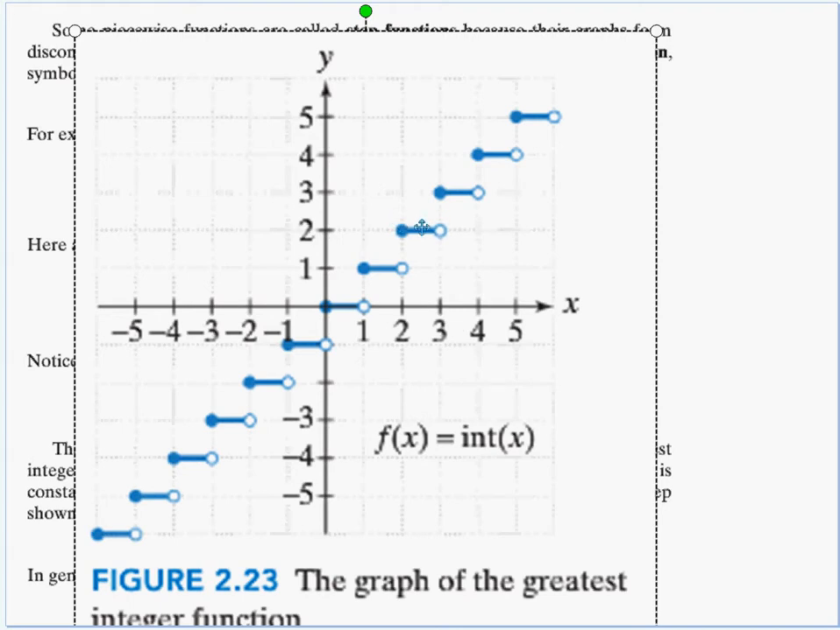So we have this flat step, open circle at the end. Then we jump up to the next step where we start with a closed circle, because 3 rounds down to 3, and then 3.1, 3.2, all of them round down to 3. And we end that step on an open circle till we jump up to the next step.